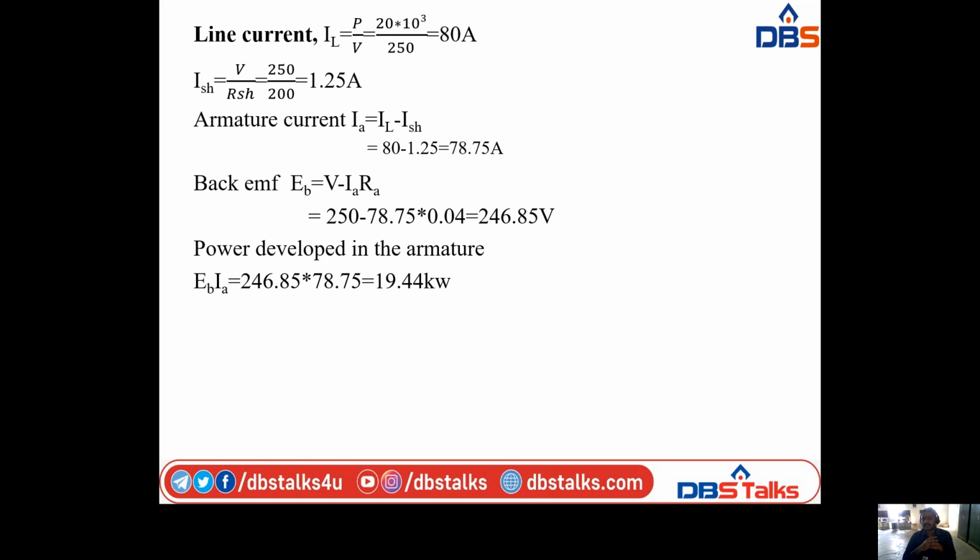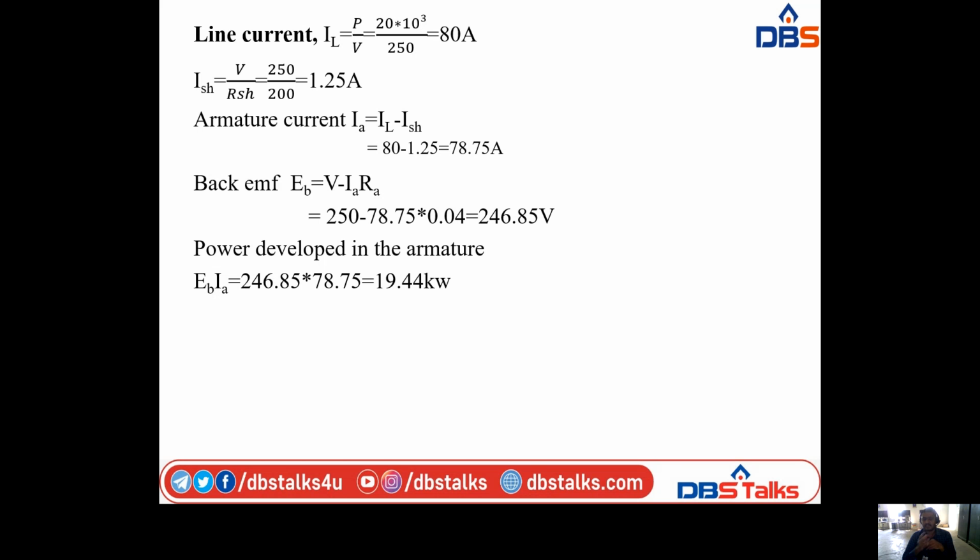If you want to calculate the armature current of a DC shunt machine, we have the formula IA is equal to IL minus ISH. We already calculated the IL value and the ISH value, so substitute those two values here. The line current is 80 minus the shunt field current 1.25, and finally we have the armature current, that is 78.75 amperes.